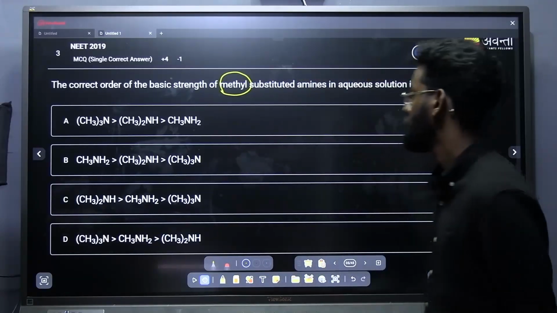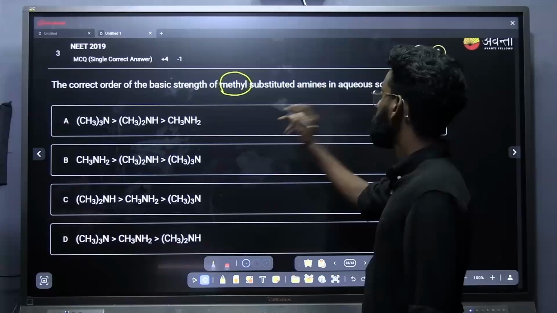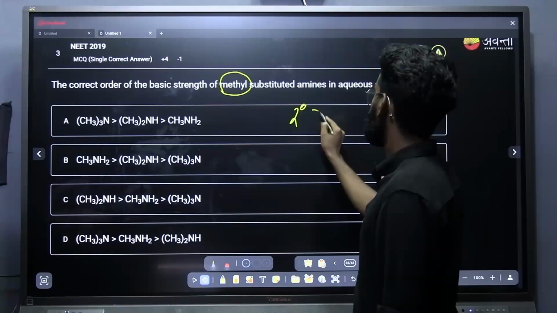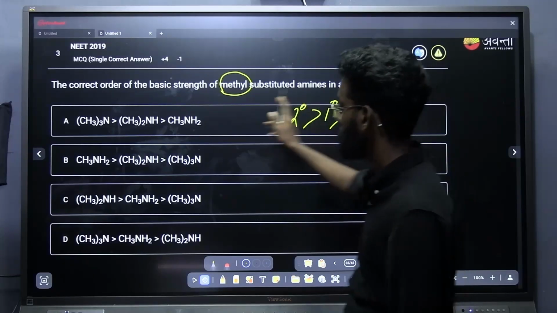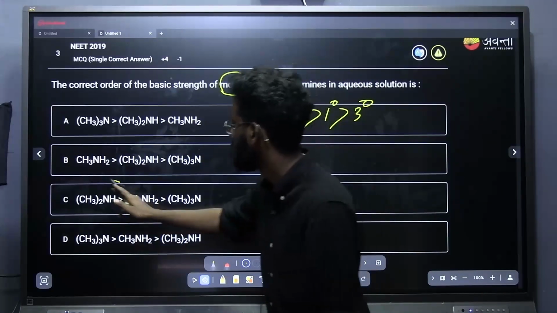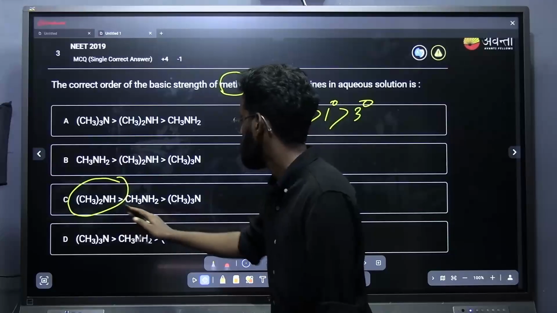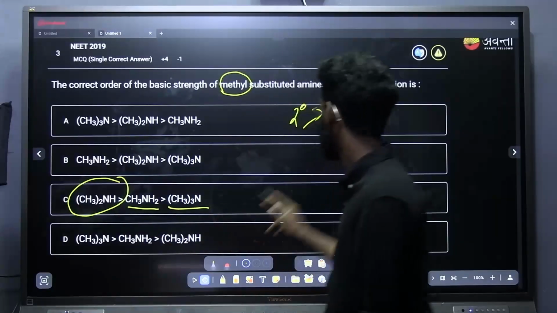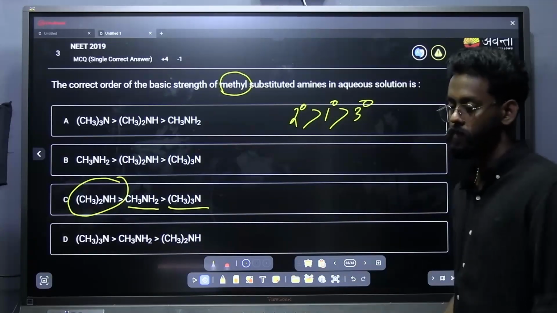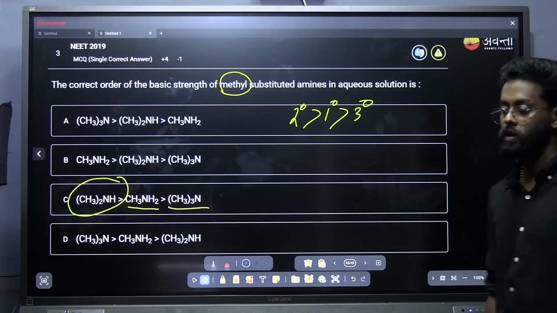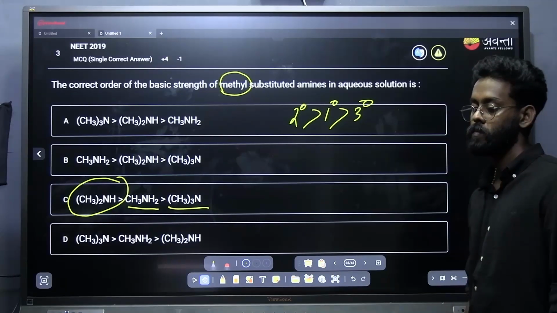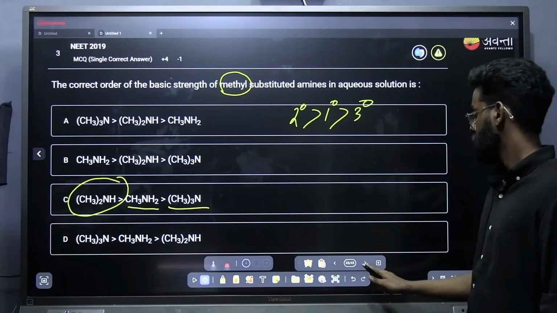Option C. Very good, Yogesh. Already I have discussed for methyl what the order is. Secondary greater than primary greater than tertiary. So just check which is secondary in the options. Here you can see in option C, secondary methyl, then primary, then tertiary. So that is the order of basicity. Got it, everyone? Shall we move? Yes.